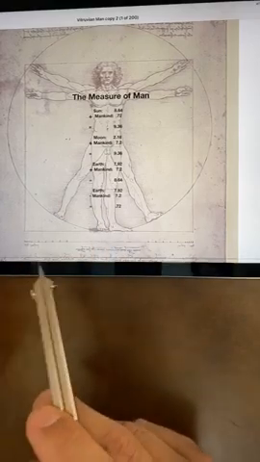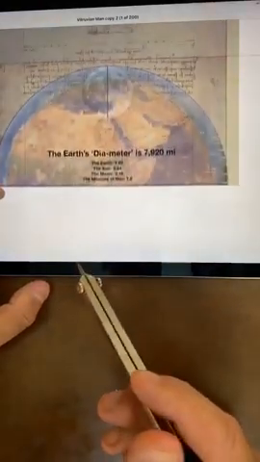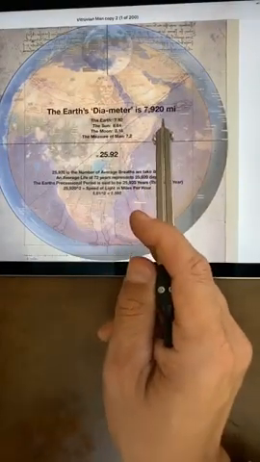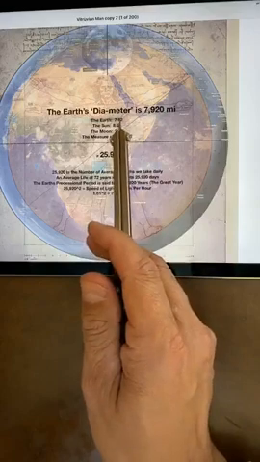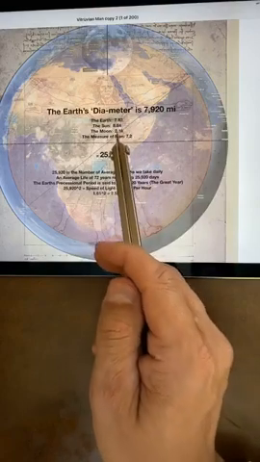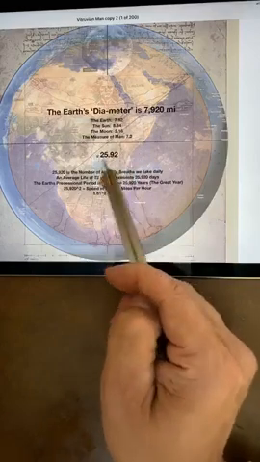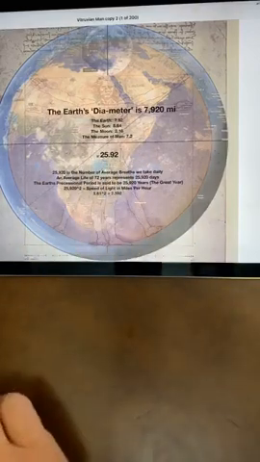Now, this is fascinating stuff for me. What is it really trying to tell us? Well, the Earth's diameter is 7,920 miles. So we have the 7.92, the 8.64, the 2.16, and the 7.2. All of that adds up together to 25,920.